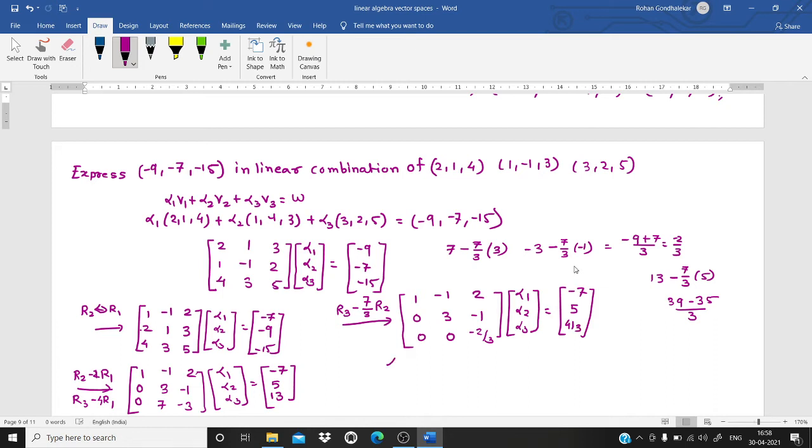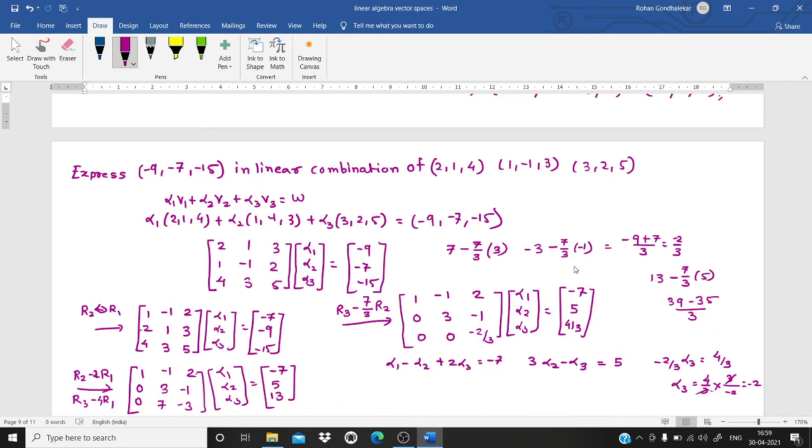So hence what I am getting? Alpha 1 minus alpha 2 plus 2 into alpha 3 is minus 7. The second equation, 3 times alpha 2 minus alpha 3 is equal to 5, and the last, minus 2 by 3 into alpha 3, is equal to 4 by 3. So after cross multiplication, we get alpha 3 is equal to 4 by 3 into 3 by minus 2. So 3 3 get cancelled, 2 2s are 4. So we have minus 2 as the answer for alpha 3.